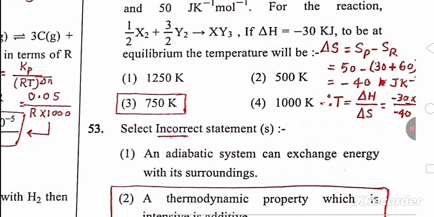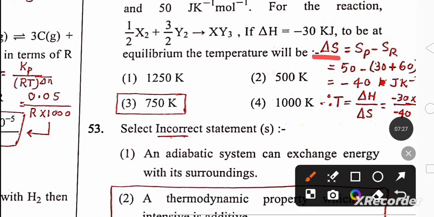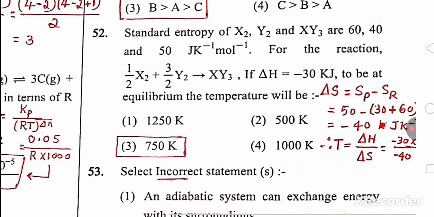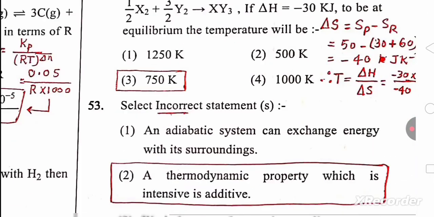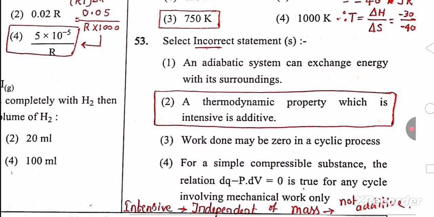So we got delta S. Now by using delta S, we can find the temperature using the relation T is equal to delta H by delta S. The enthalpy change has been given for this reaction, that is minus 30 kilojoules per mole, and delta S we have calculated, that is minus 40 joules per Kelvin per mole. When we divide delta H by delta S, we get 750 Kelvin as the temperature. Let us go to the next question.